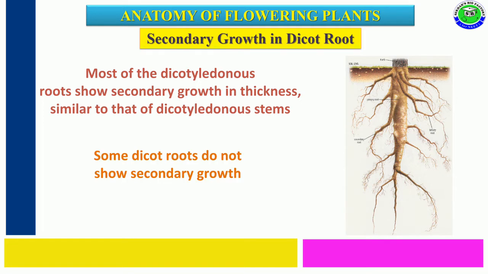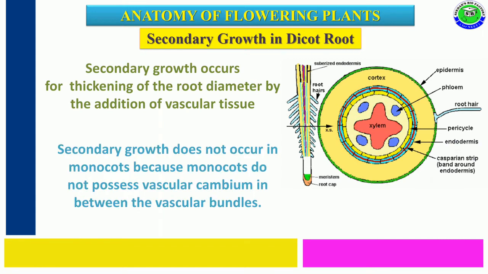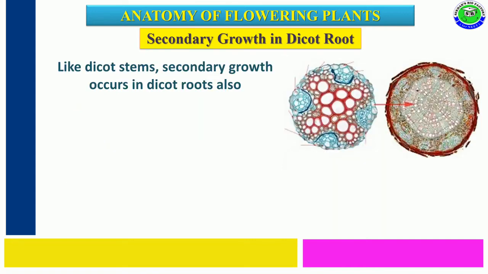Some dicot roots never perform secondary growth. Secondary growth occurs for thickening of the root in diameter by the addition of various vascular tissues. Secondary growth does not occur in monocots, because in monocotyledon plants there is no vascular cambium between the vascular bundles, so secondary growth is completely absent in monocotyledons.